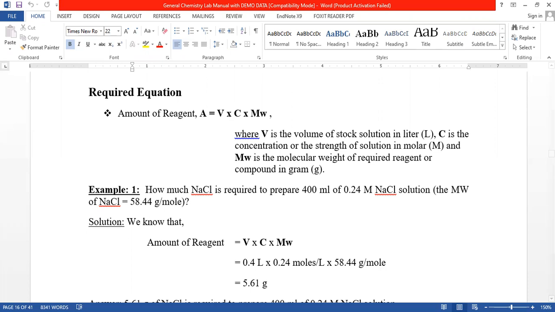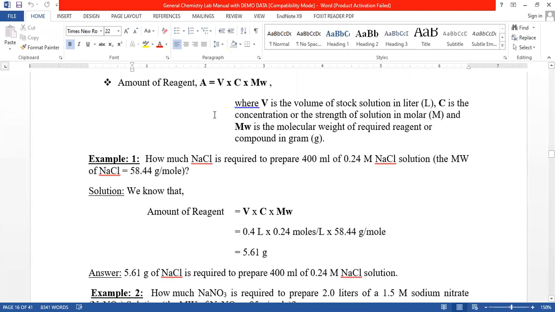Here is one of the examples: how much sodium chloride is required to prepare 400 milliliter of 0.24 molar sodium chloride solution. Here we do not know how much is required, but we know what our volume and concentration would be. So V and C are known, and as it is sodium chloride, the molecular weight would be 58.4. You can write 58.5 or exactly 58.44. If you put the values there, you will get how much sodium chloride is required.